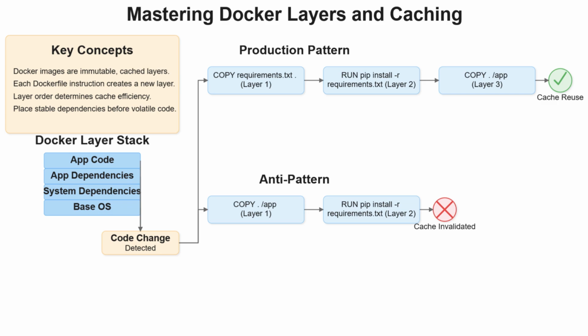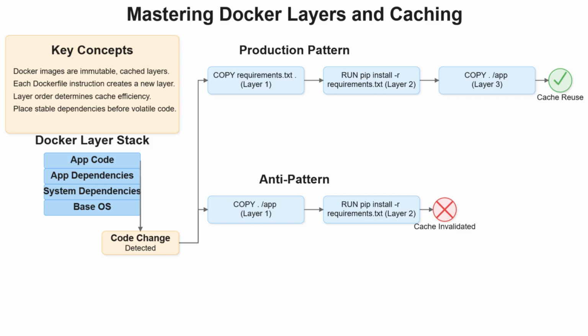The production pattern flips this. Install your stable dependencies first, then copy your application code. Now, dependency installation only runs when your requirements.txt or package.json actually changes. This simple reordering means your typical code change builds in mere seconds, not minutes, dramatically improving developer iteration speed.